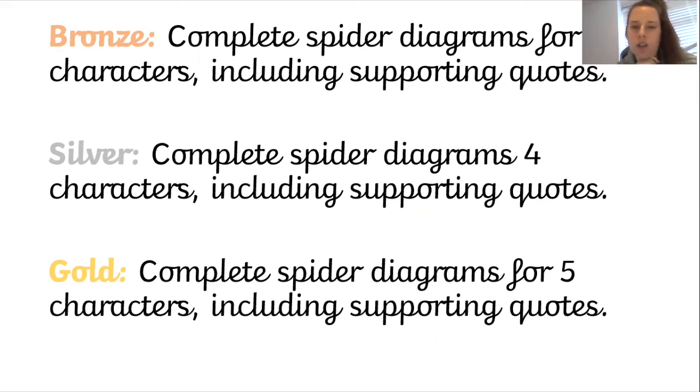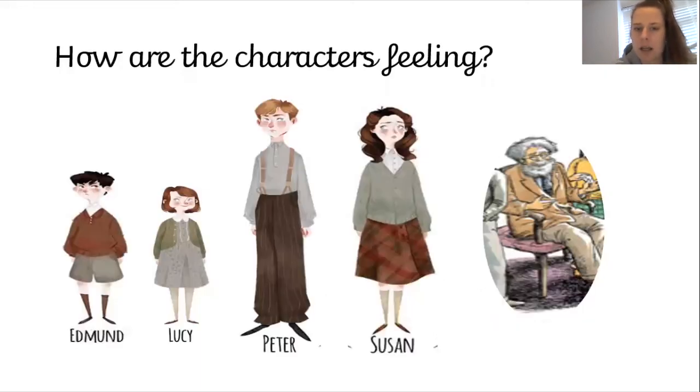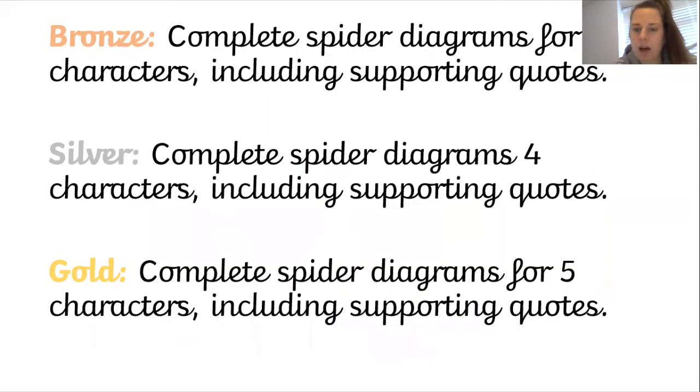For silver, you are doing the same activity but with 4 children, or for 4 characters, and for gold you are again doing the same, but you have got 5 characters. So you are using your worksheet, cut each character that you use out, stick it into the middle of your page, and create me please a spider diagram of their feelings with supporting quotes. And I look forward to having a little look at those later.